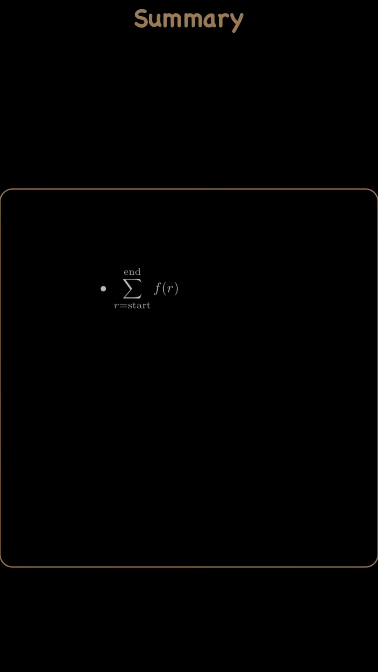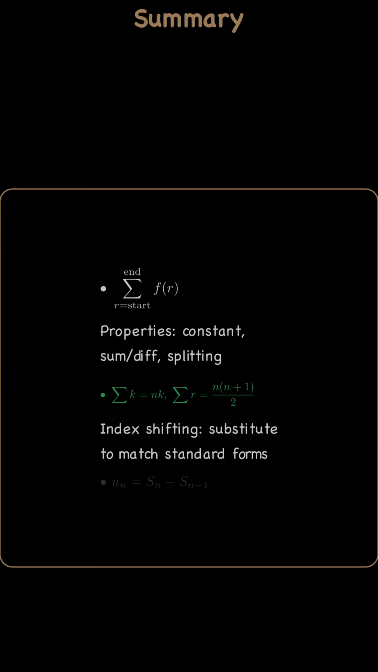Let us recap what we have learned. Sigma notation is compact writing for sums: the sum from start to end of f of r. We covered 3 key properties: constant multiple, sum and difference, and splitting bounds. The standard series formulas let us evaluate sums quickly. Remember, the sum of a constant k is nk, not just k. Index shifting is a powerful technique when the function does not directly match a standard form. And un equals Sn minus Sn minus 1 lets you find individual terms from a given sum formula.